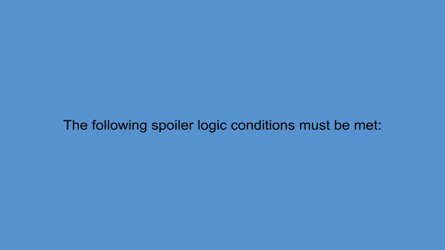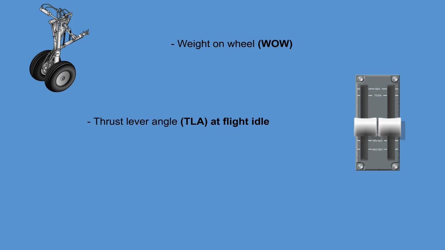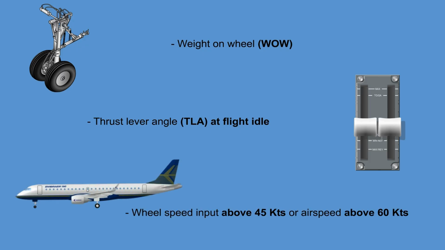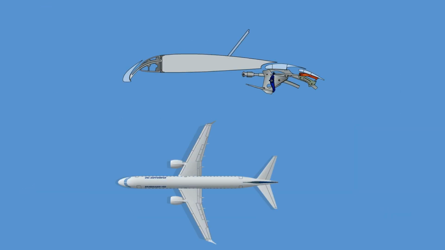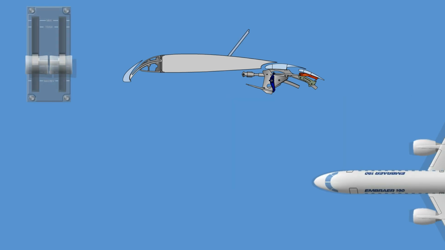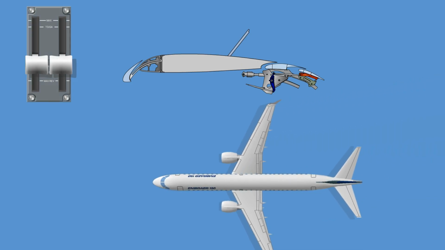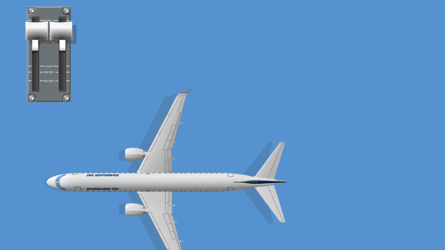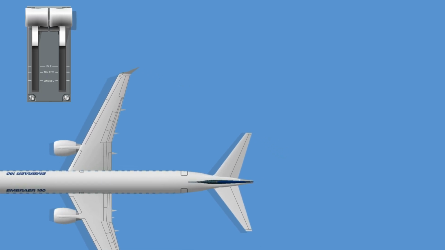The following spoiler logic conditions must be met: weight on wheels on ground, thrust lever angle at flight idle and wheel speed input above 45 knots, or airspeed above 60 knots. Following the rollout, the spoilers will automatically retract when wheel speed is below 45 knots. If the throttle levers are moved beyond 70 degrees after landing, the spoiler panels will automatically retract.